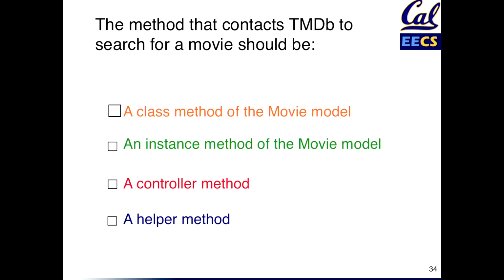OK, so let's do a sanity check on this first. Remember that we're about to add new functionality to our app, and we're going to have this method at some point that actually has to contact TMDB and search for a movie. So just so that we're all on the same page about what we need to do, is that method going to be a class method in Movie, an instance method in Movie, a method in the controller, or a helper method?